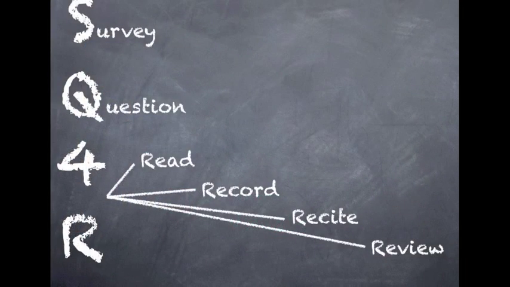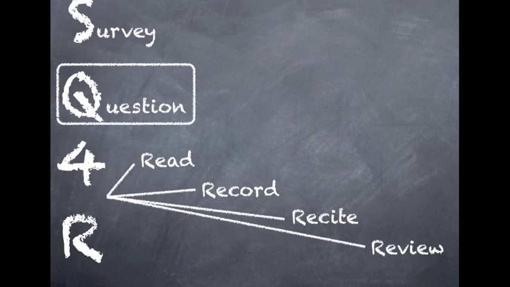The next step you'll take when following SQ4R is Question. This step and the following 3 steps will be repeated for each new heading and subheading you run into. You'll run into headings and subheadings in your textbook that specify that the following section of the text will be focusing on a certain topic.